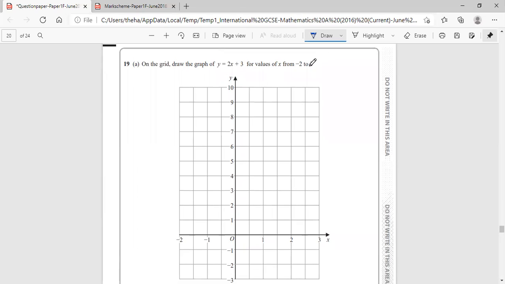So when x is negative 2, we've got 2 times negative 2, which is negative 4, plus 3. So when x is negative 2, y is negative 1. So let's draw a little dot on that point. Next one, when x is negative 1, we get y as 1. And then we'll do x as 0, and then y turns out to be 3.